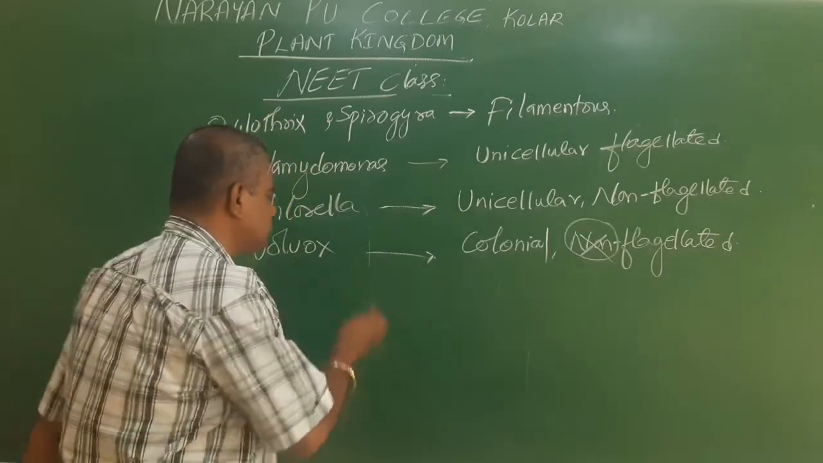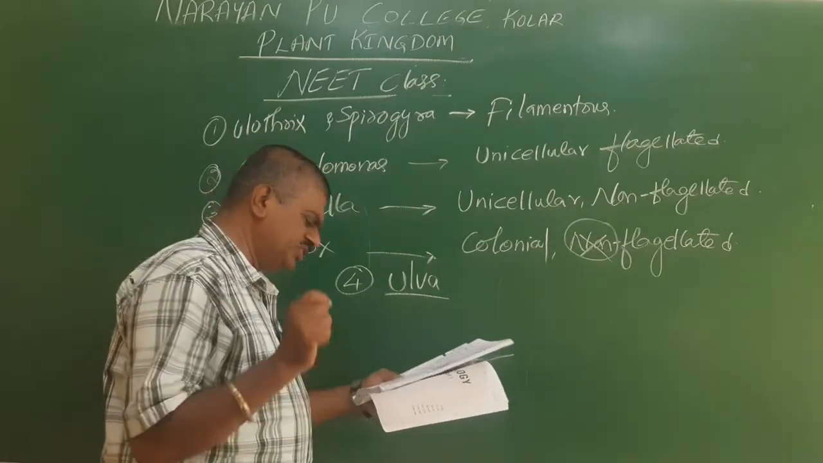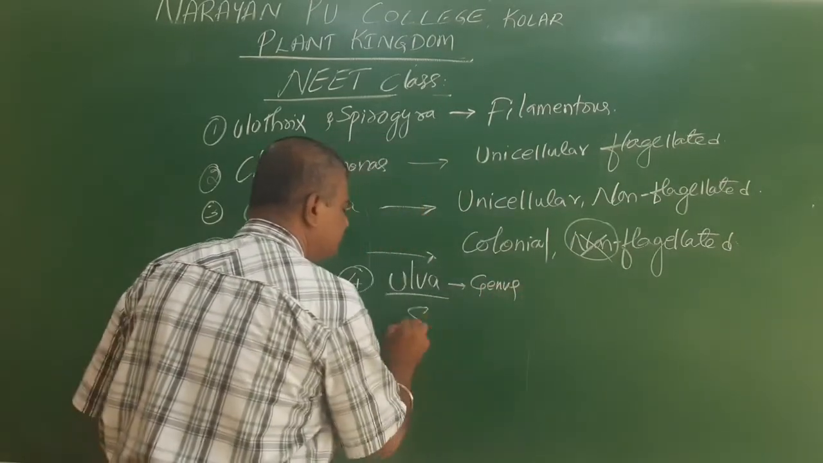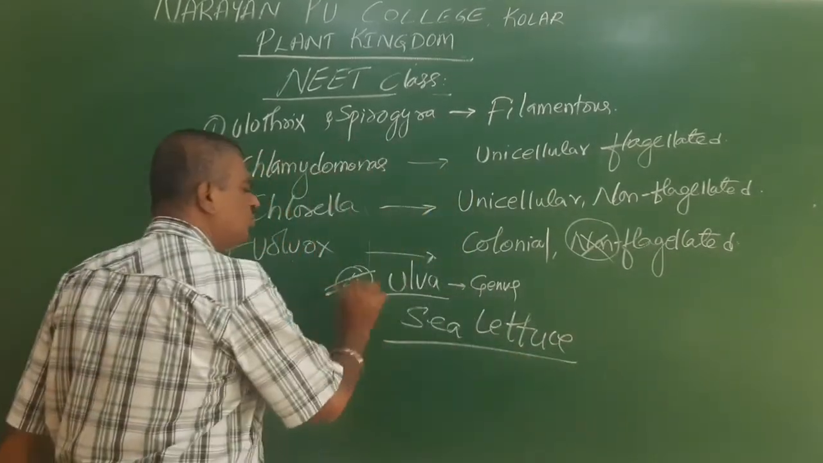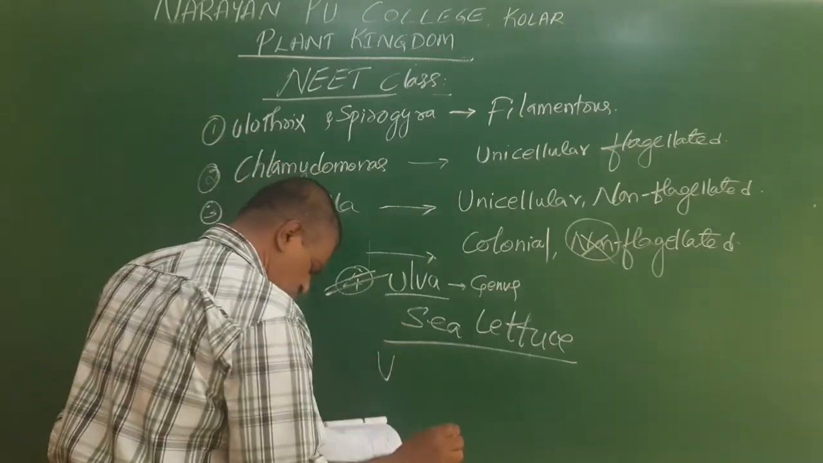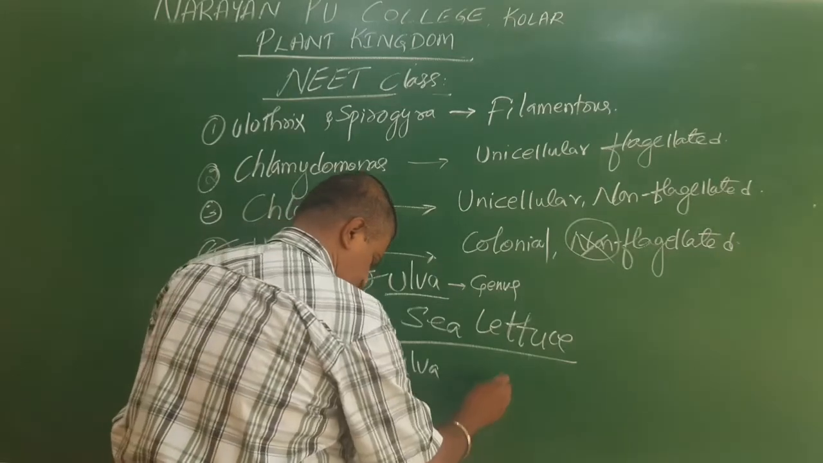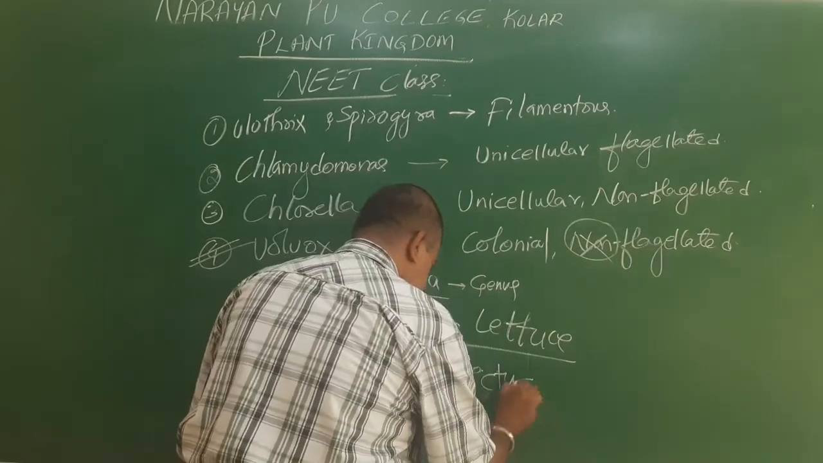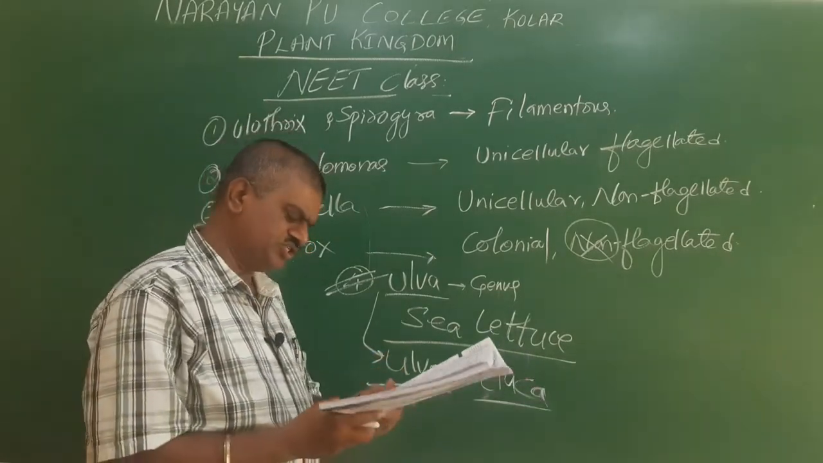The fourth one is called as Ulva. So, this is again a green algae, but Ulva is the genus of sea lettuce. So the right answer is Ulva. So this is a genus of sea lettuce. So here the right option is fourth one.